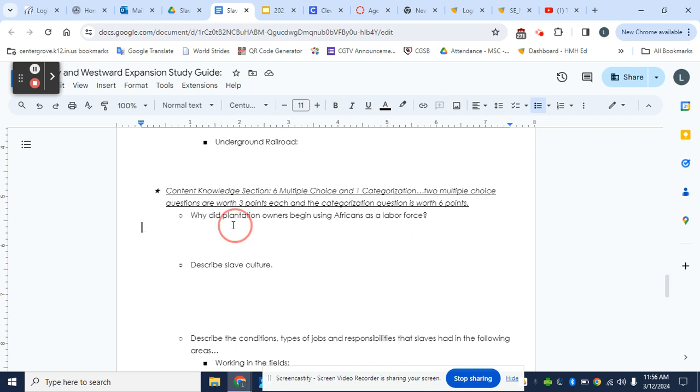Okay, so plantation owners using Africans as a slave labor force. So why did that happen? Well, there's 3 main answers for that one. The first one is that many Native Americans that they were using as slave labor ended up dying from European diseases because they didn't have the necessary immunity to those diseases. So their workforce was being wiped out.